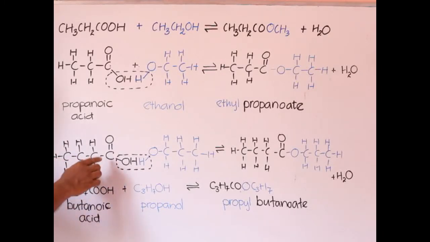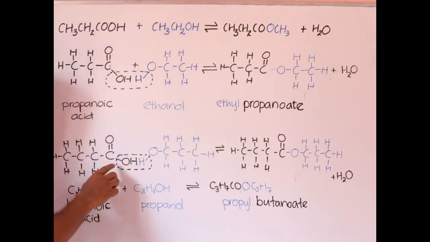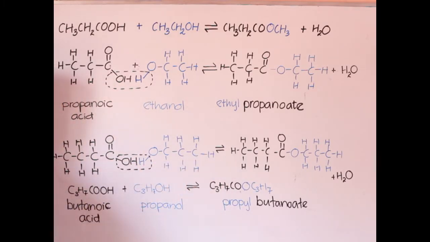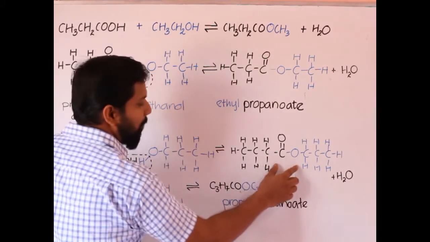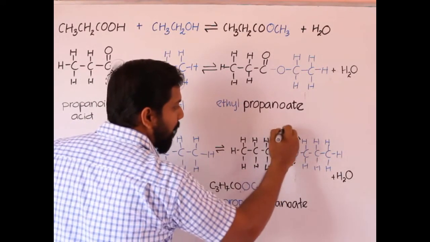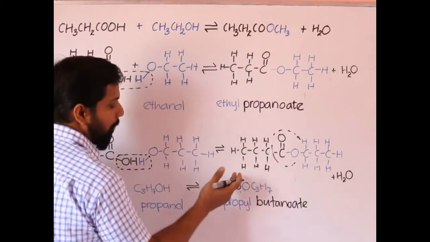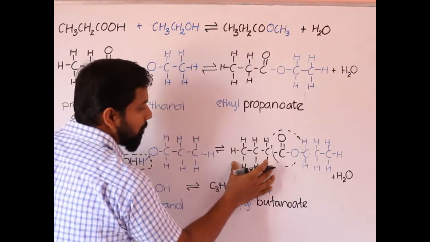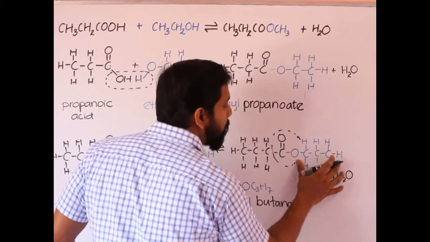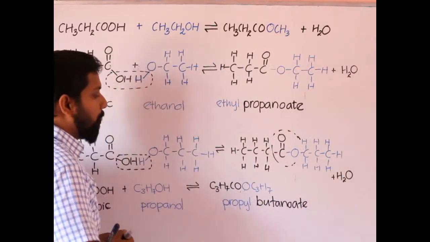Butanoic acid, a 4 carbon atom carboxylic acid, and propanol, a 3 carbon atom alcohol. See how the water molecule is removed. Here we have the ester. Here we go, the ester linkage. And from this side we have the butanoic acid part. You have 4 carbon atoms, and on that side you have 3 carbon atoms that came from the alcohol.